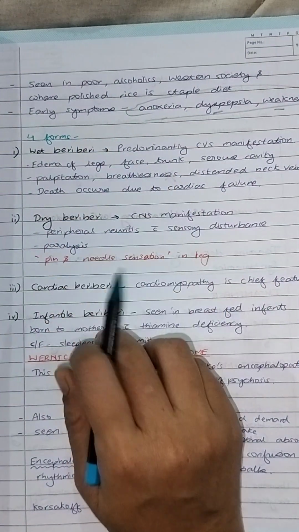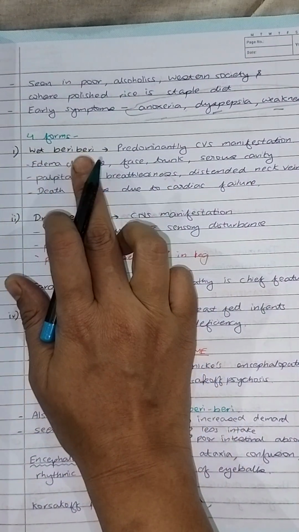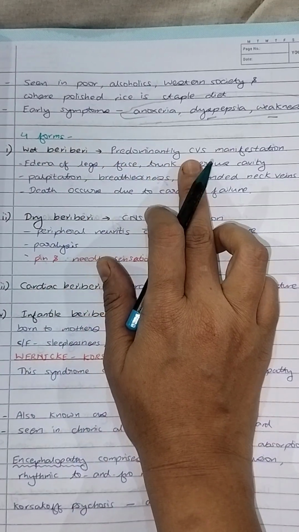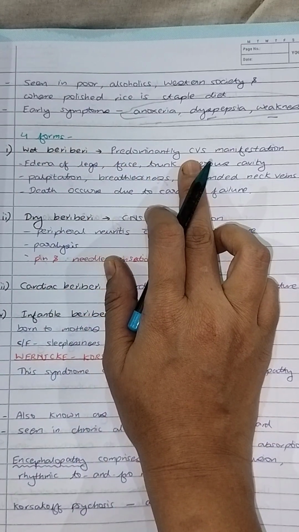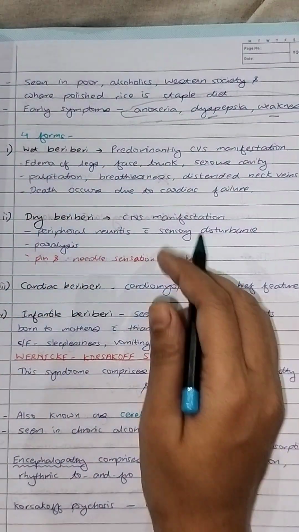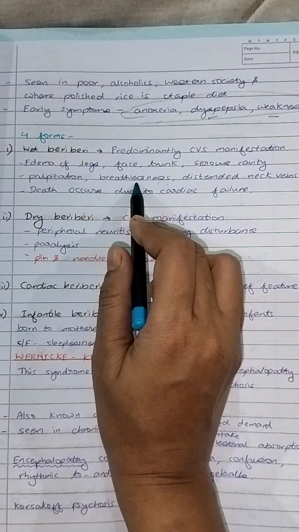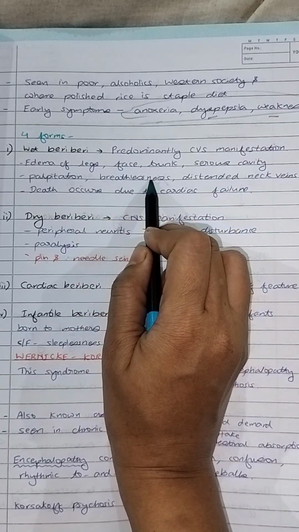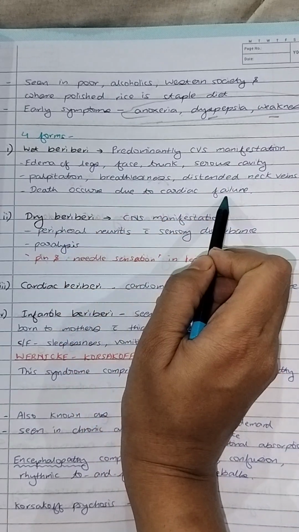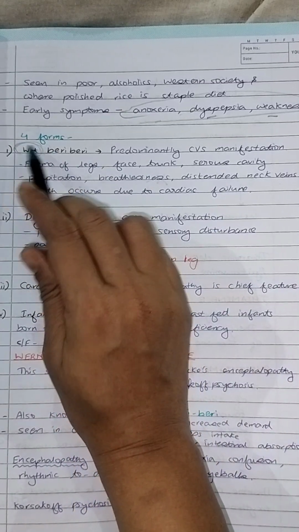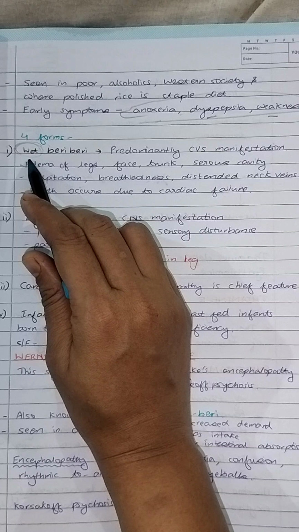Now, four forms of beriberi are there. One is wet beriberi, where the symptoms are predominantly cardiovascular. There will be edema of the leg, face, and trunk, meaning edema of the whole body. Palpitation, breathlessness, and distended neck veins are the signs seen. Death occurs due to cardiac failure. In wet beriberi you can see water retention, or edema, in the body.